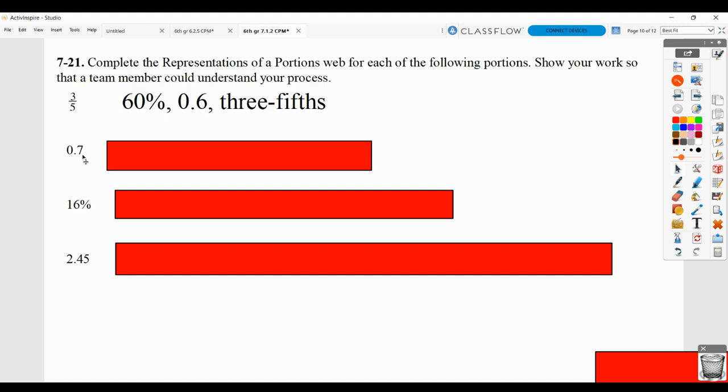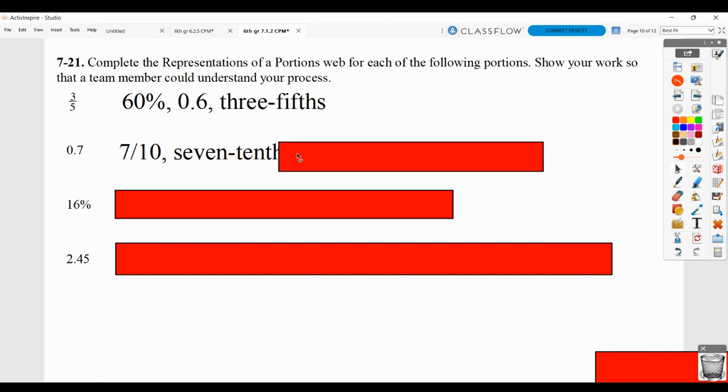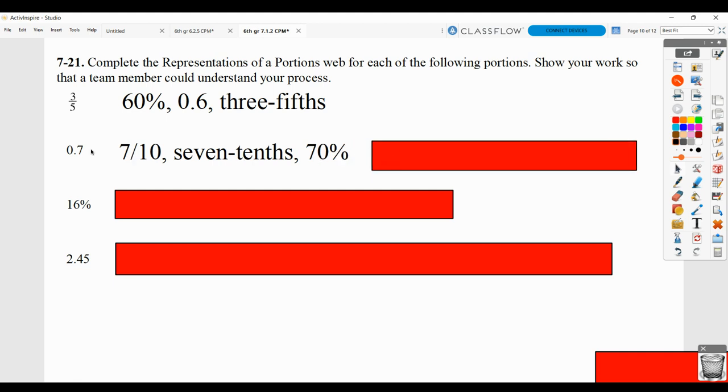This time they're giving you the decimal, and you have to convert to fraction, simplest form, percent, and words. So your fraction for 0.7 is just 7/10. That can't be simplified. Your percent is 70%. Move the decimal 2 places to the right, add a percent sign. And your words would be 7/10.